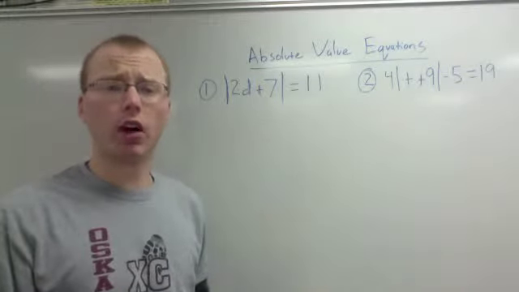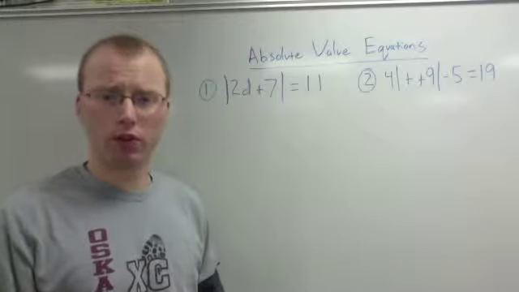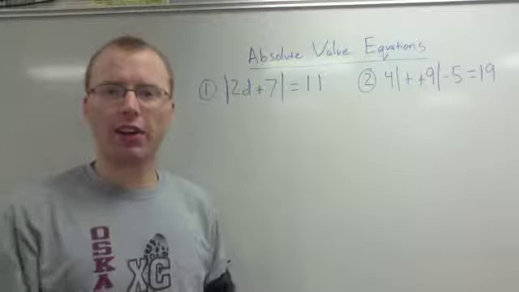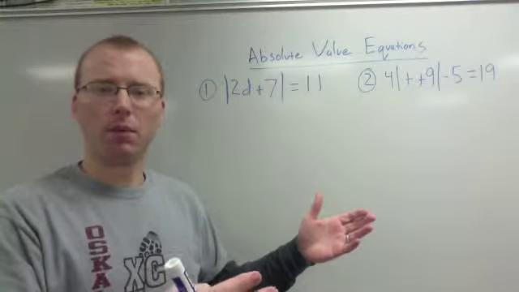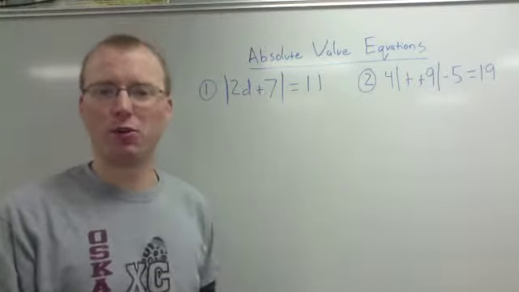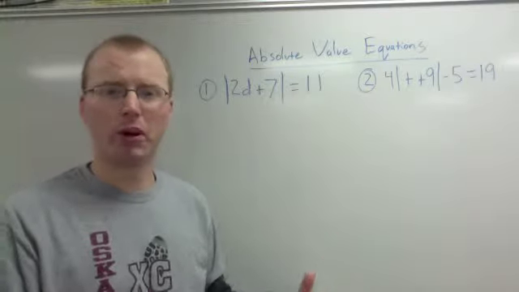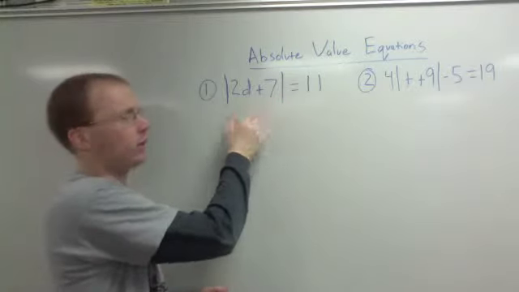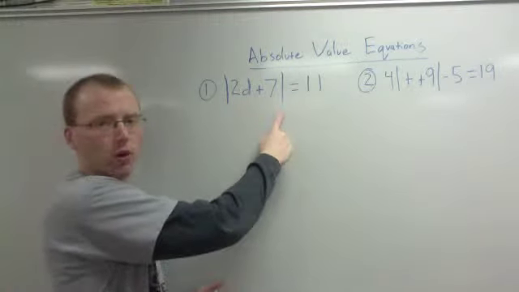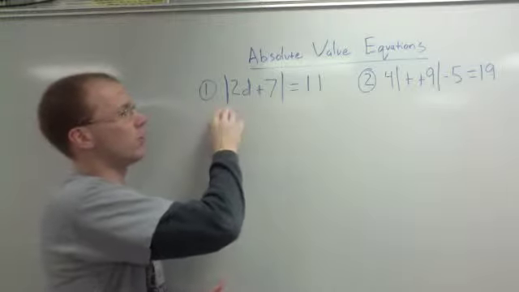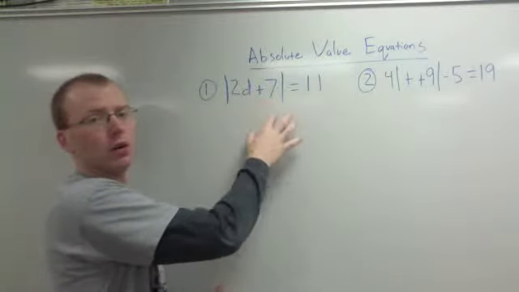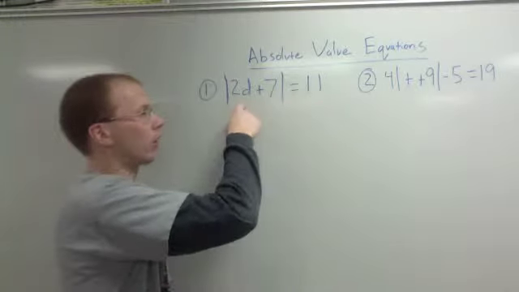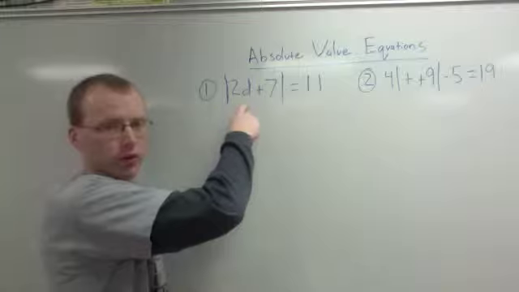Today we're going to talk about how to solve absolute value equations. And as the name suggests, absolute value equations have an absolute value inside the equation with one term or more than one term in it. And if you remember, absolute value is always represented by these bars. These are not ones, these are bars. So this equation reads the absolute value of 2d plus 7 equals 11. And our goal is to solve for this variable.